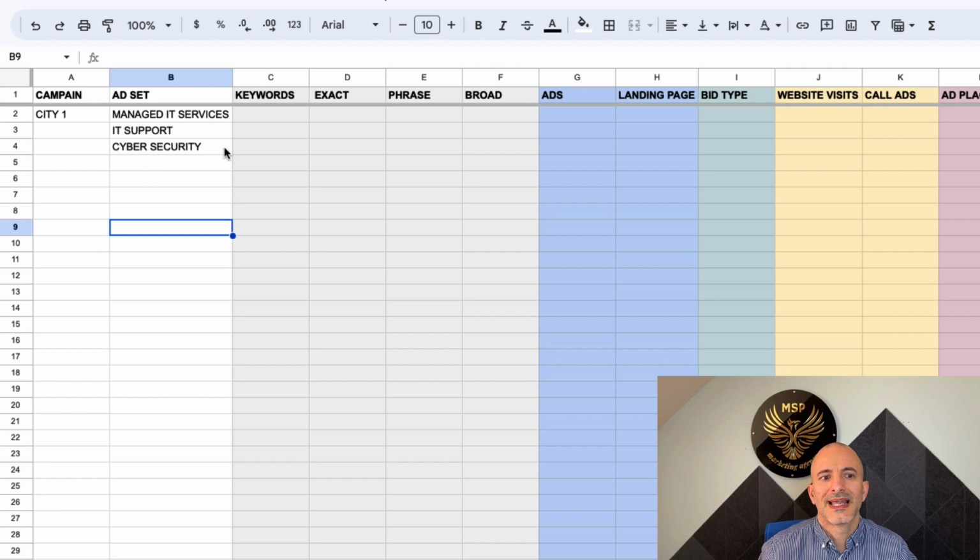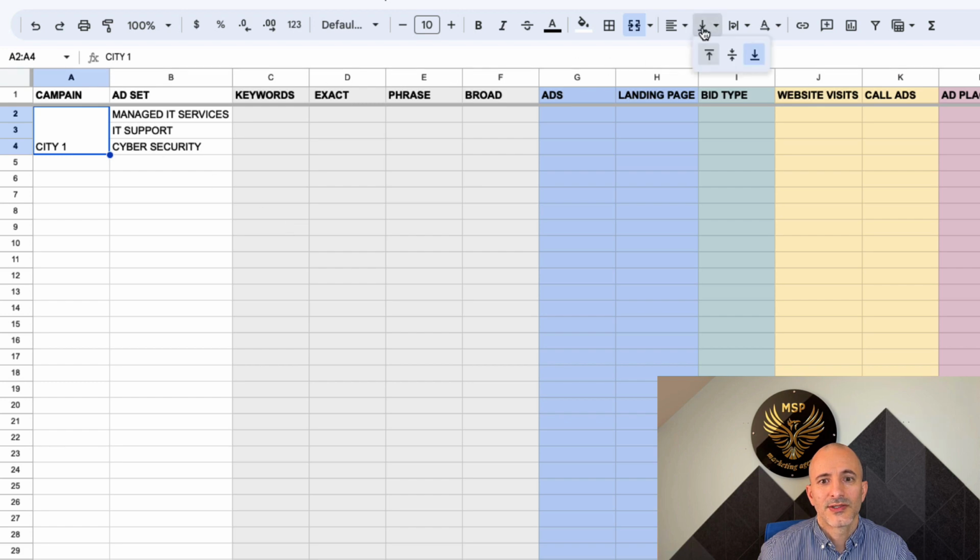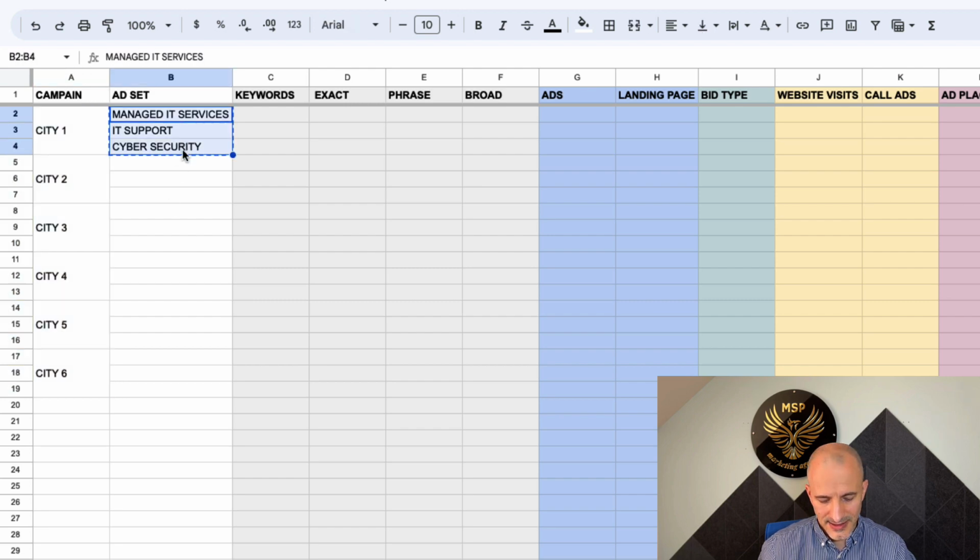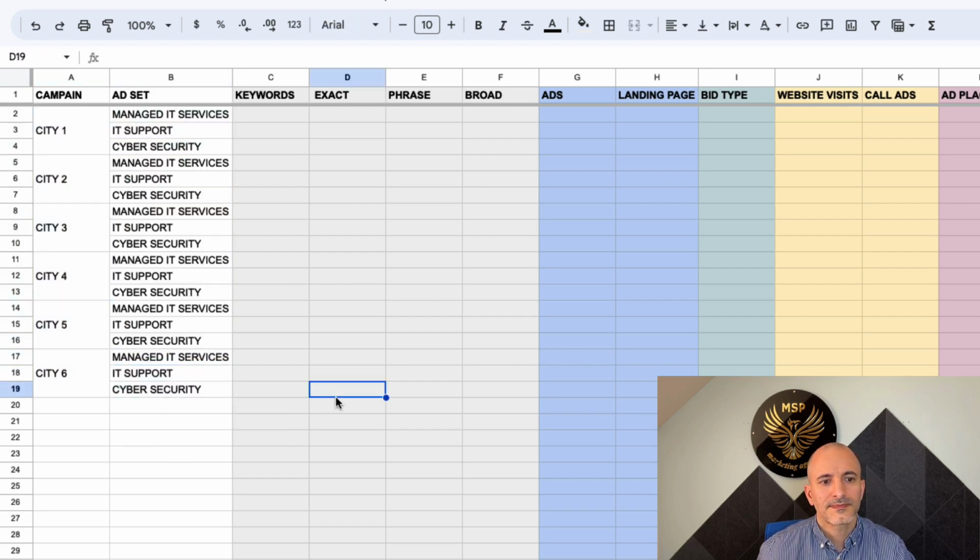Going to keep it like this so it's simple. So in this case, all these would be under the same city, right? If you have 20 cities, this will need to go something like this. So now you have 1, 2, 3, 4, 5, 6 campaigns. Each campaign has 3 ad sets. The reason you do it that way is because each service is going to be different.